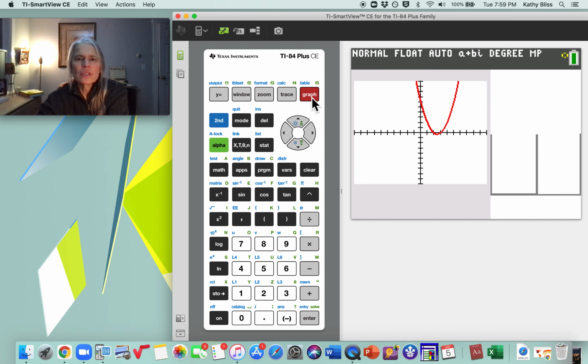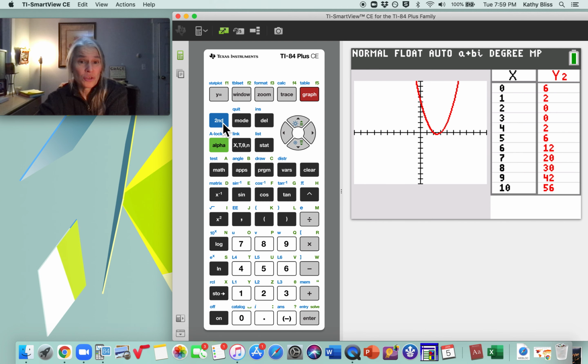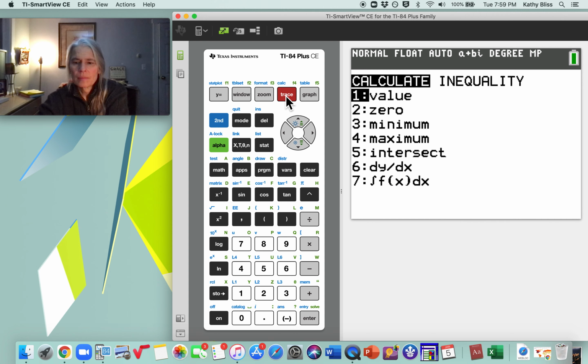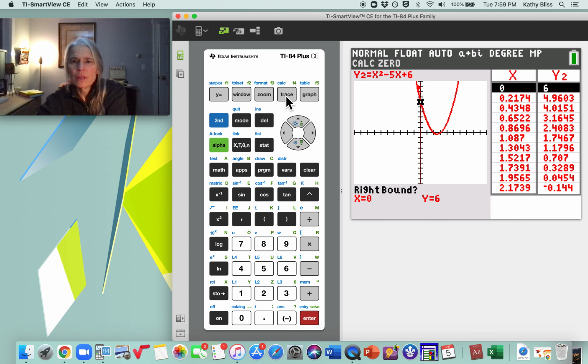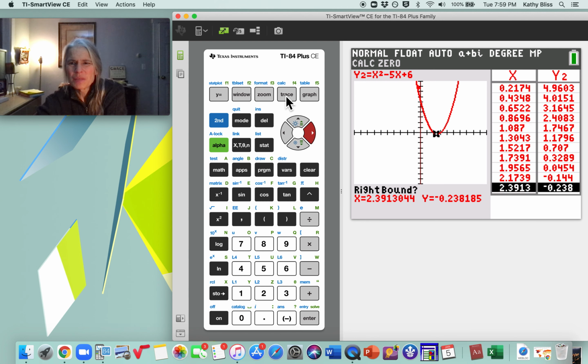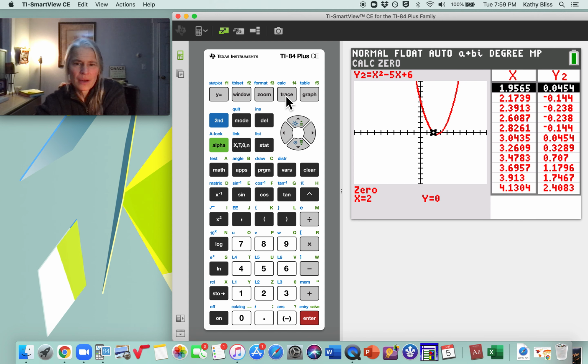Let's go back to our graph. Why don't you try it on your own? Pause here and see if you can find those zeros by calculating them. Remember, we just do second calc, zero. We go to the left, then to the right, just below, and see how those arrows are pointing. We hit enter, and there it is, 2, 0. You can do the same thing on the other side.